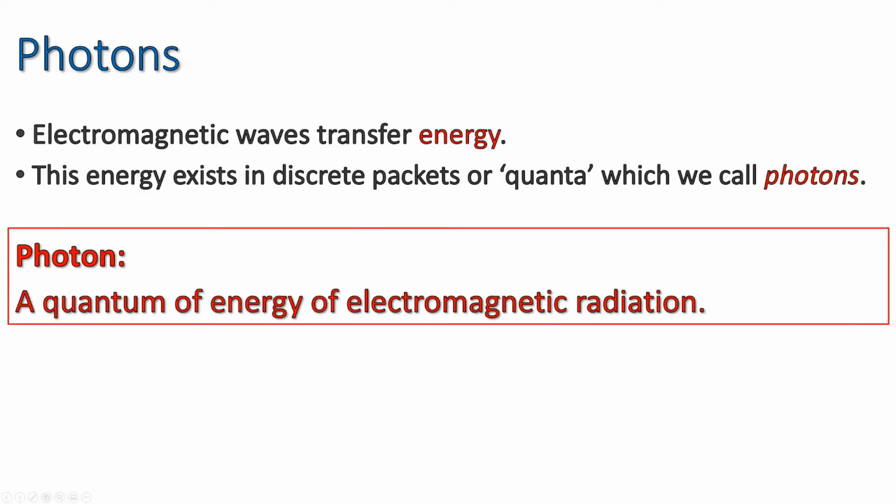Electromagnetic waves transfer energy, and what we find is actually this energy that they transfer exists in discrete packets. We give a posh name to those packets, quanta, and they are photons. So a photon is just a quantum of energy of electromagnetic radiation. The definition that you need to write down is the quanta of energy of EM radiation. Quantum refers to the physics of discrete amounts. And so here we are looking at a quantum of energy of electromagnetic radiation. That is just a specific amount of EM radiation.